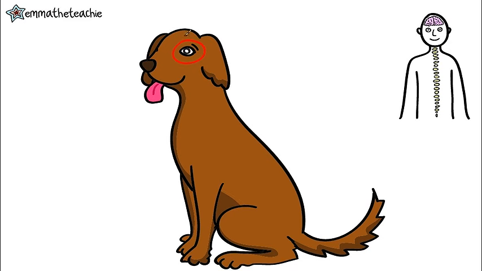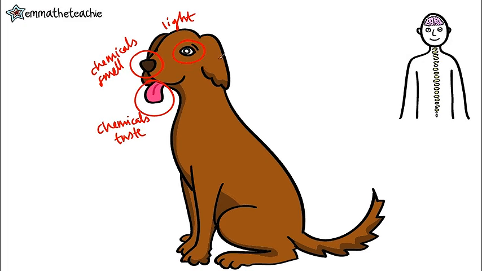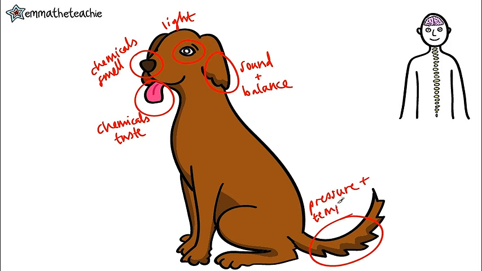Alright, so the eye detects light, the nose detects chemicals, this is by smell. The tongue also detects chemicals, but this time it's more by taste. The ears detect both sound and balance, basically being level. And the skin detects pressure and temperature. Once a stimulus is detected by receptor cells, nerves will carry this information to the central nervous system, or the CNS. This is made up of the brain and the spinal cord.